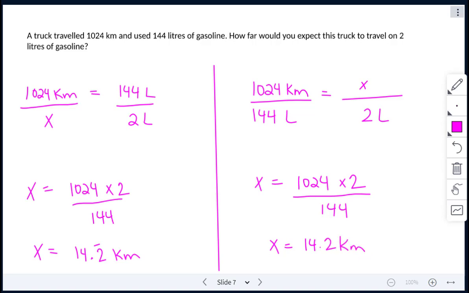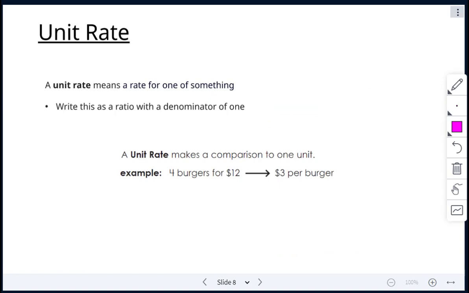All right. The next part of this lesson is on unit rate. So when we talk about a unit rate, it means a rate for one of something. Basically we're going to write a ratio with a denominator of 1. So it's just making a comparison to 1 unit. So for example, if four burgers cost $12, then what's the cost for 1 burger?